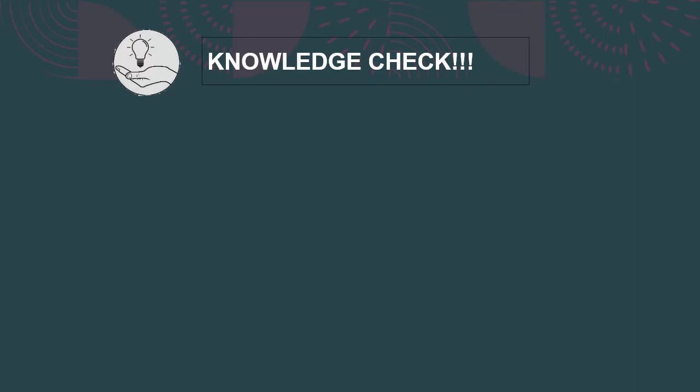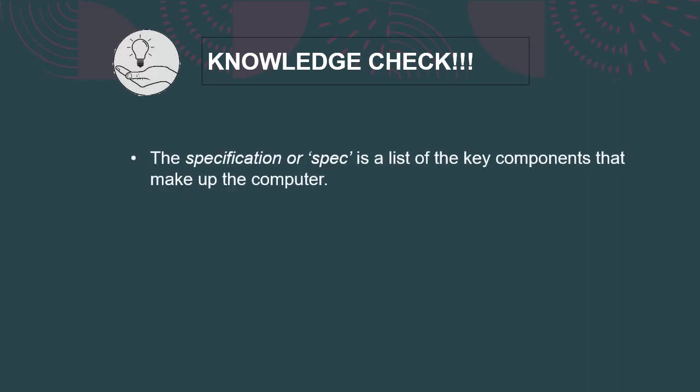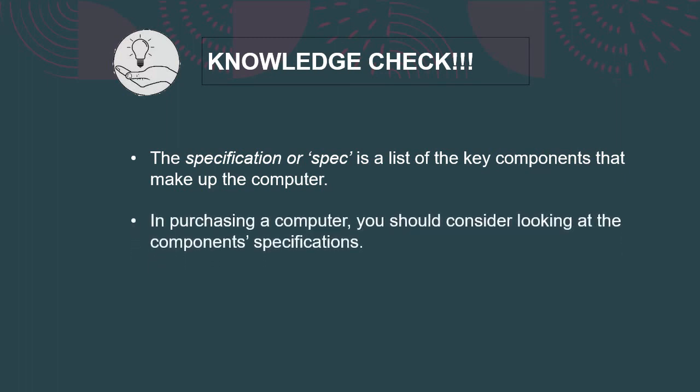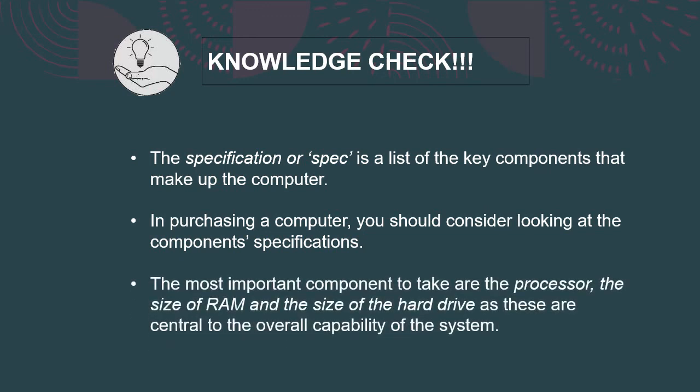And that's it for our discussion this week. To check your knowledge, let us have some points here. The specification or spec is a list of the key components that make up the computer. In purchasing a computer, you should consider looking at the components' specifications. The most important components to consider are the processor, the size of the RAM, and the size of the hard drive, as these are central to the overall capability of the system.